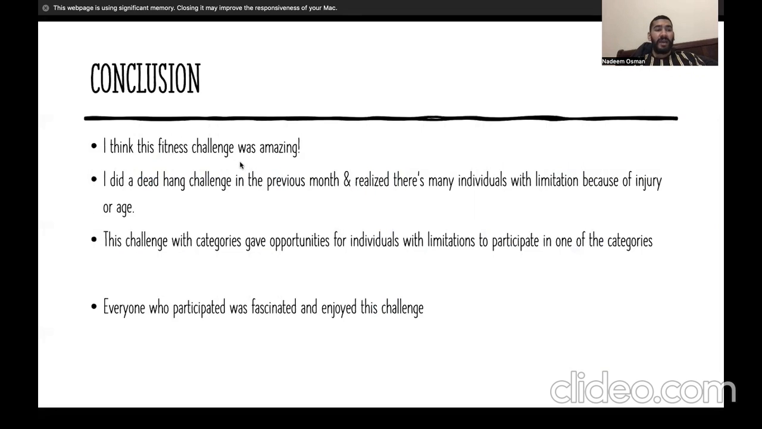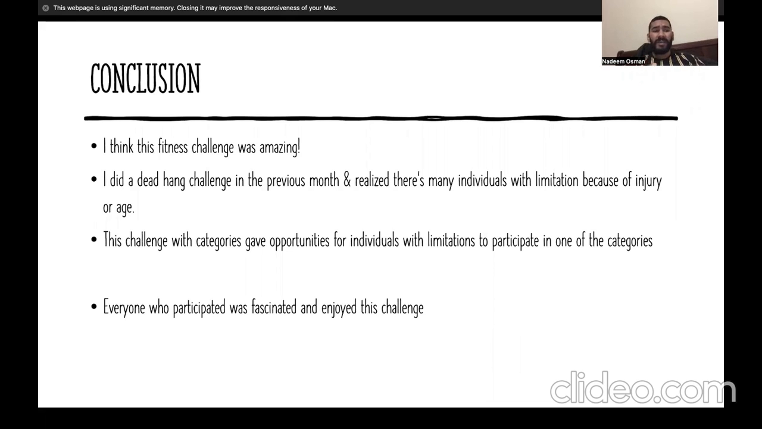In conclusion, I think my fitness challenge was amazing. Previously, I had done a dead hang challenge in the previous month, and I realized that there were many individuals with limitations because of age or injury, which is the reason I came up with this new challenge with 3 categories, trying to make sure everybody who lives in the neighborhood can participate. Everyone who did participate was really fascinated and enjoyed this challenge. So I definitely think I created some more member engagement and retention for the fitness facility at Cross Creek Ranch.